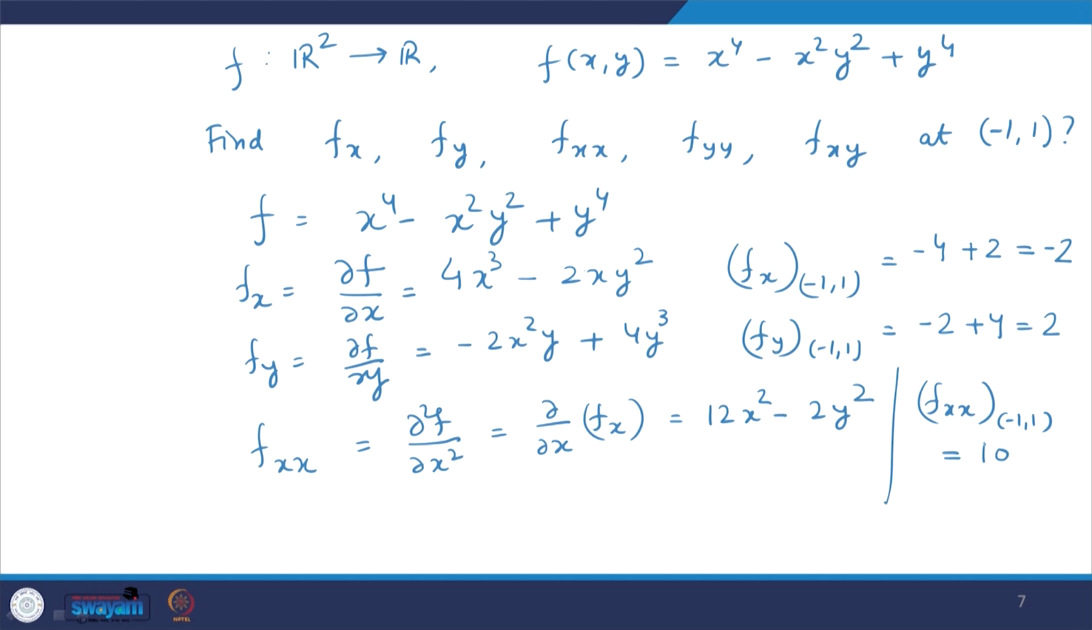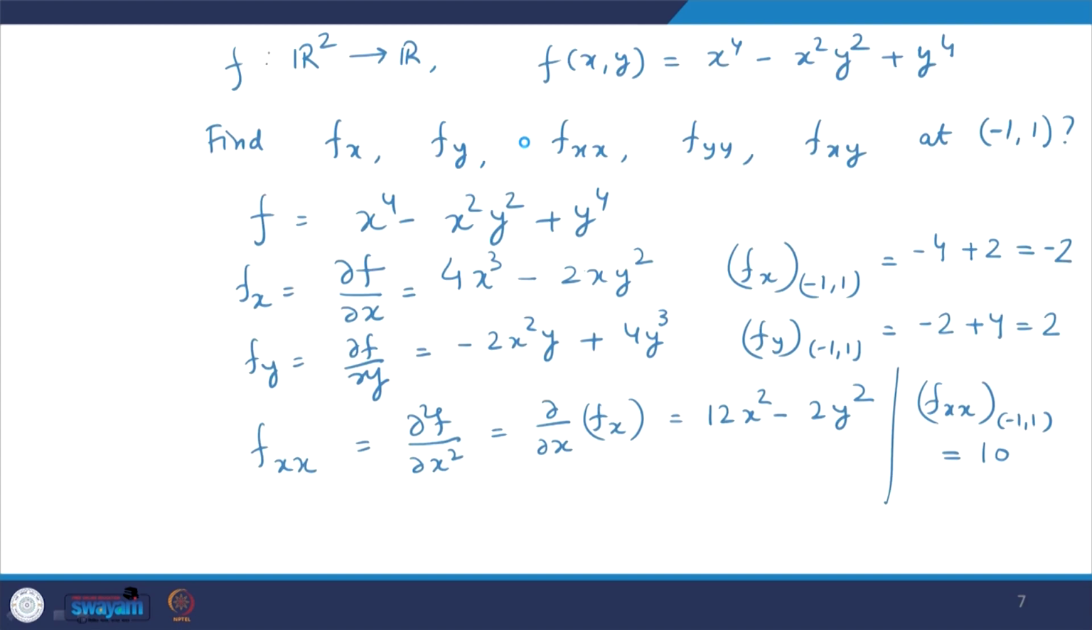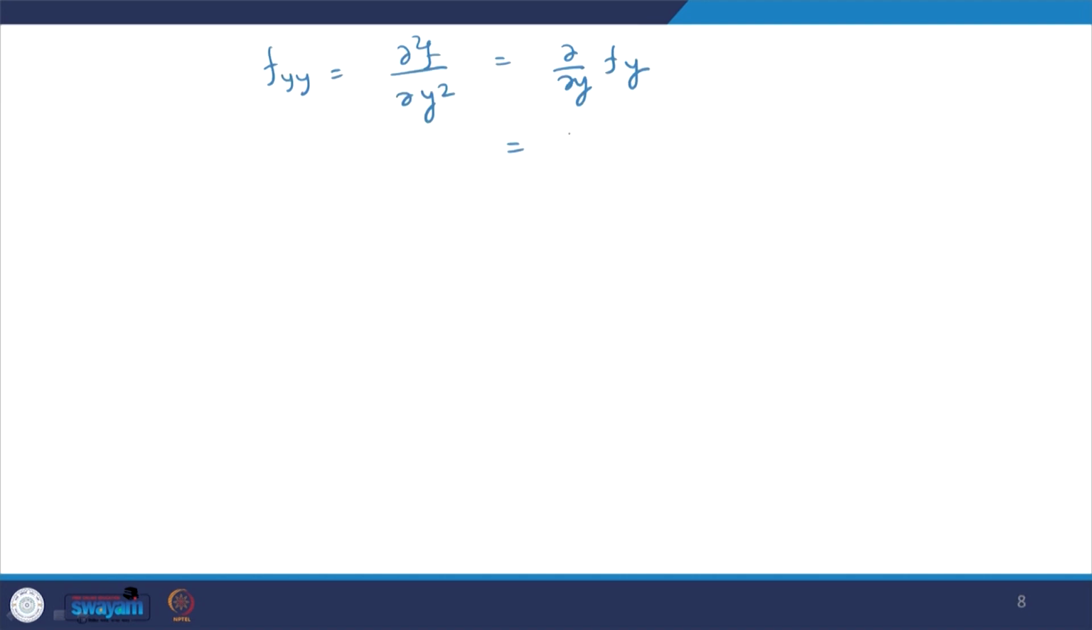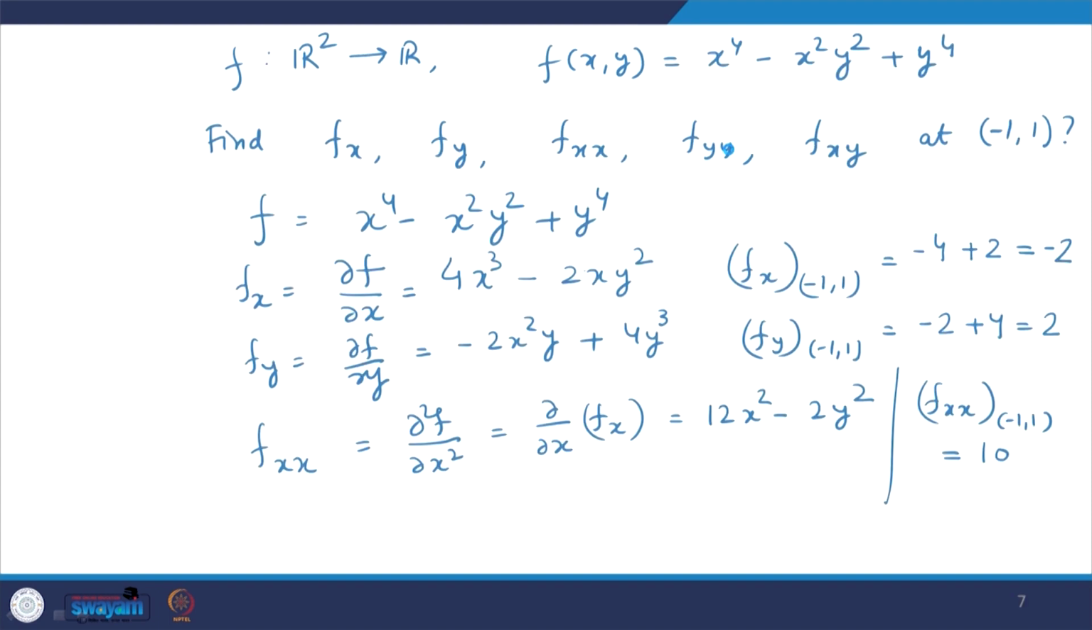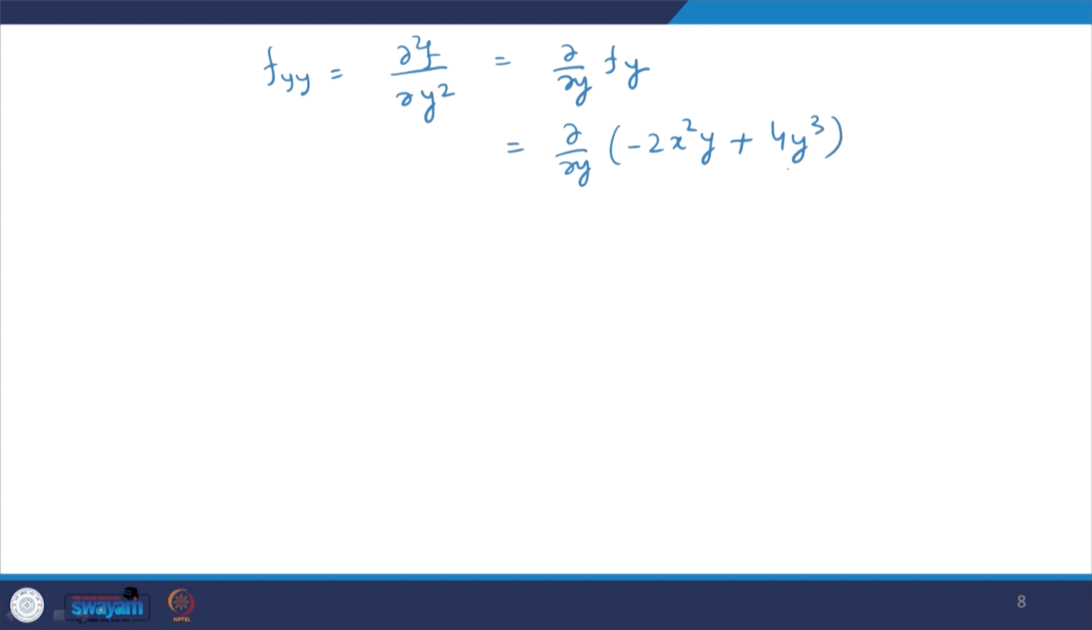Okay. Now, suppose you want to compute f_yy. f_y we have already computed. So what is f_yy? It will be del square f upon del y square, which is del by del y of f_y. f_y is basically minus 2x square y plus 4y cube. So that will be del by del y of minus 2x square y plus 4y cube. So this will be equal to minus 2x square plus 12y square. Now at (minus 1, 1), it will be minus 2 plus 12, which is again 10.